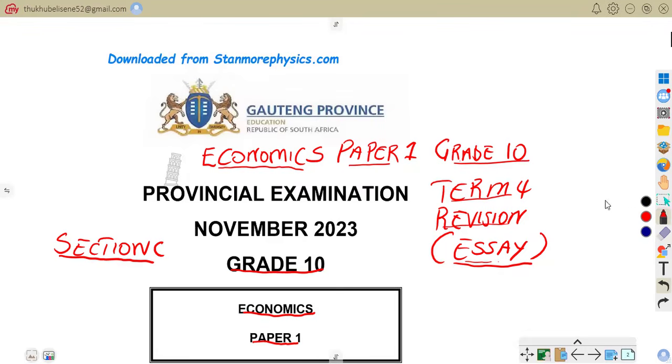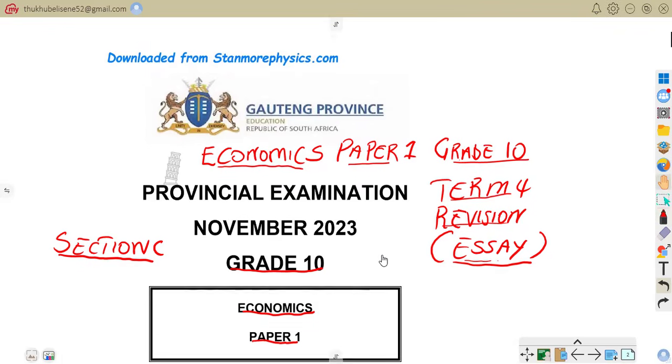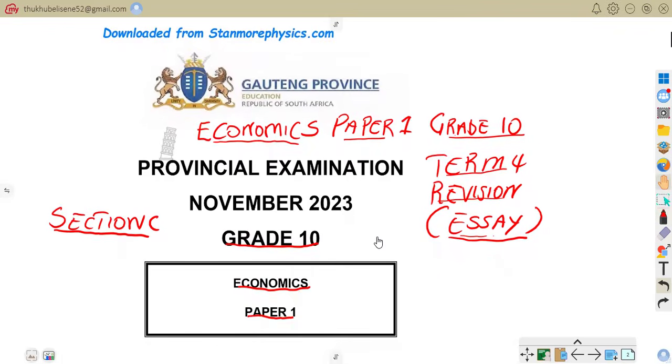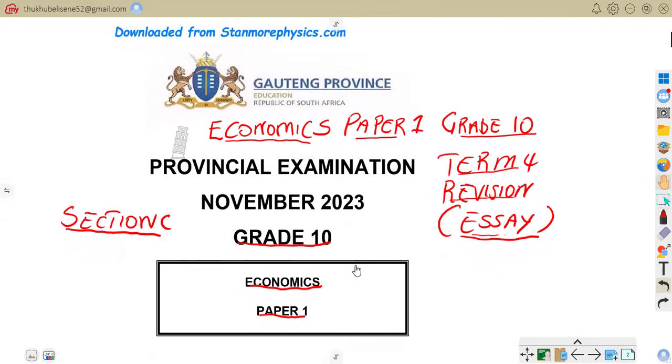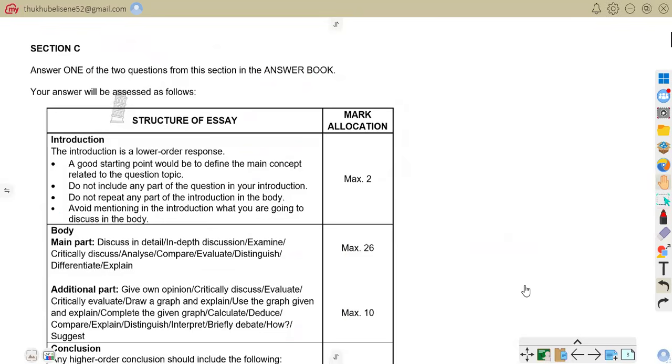So let us be together on this revision so as to make sure that we are well prepared and ready for the examination that we're going to write on economics paper 1. The essay is where your marks are. So make sure that you make use of this presentation to help you pass the essay that you're going to write on economics grade 10. Without wasting much time, let's go straight into section C.